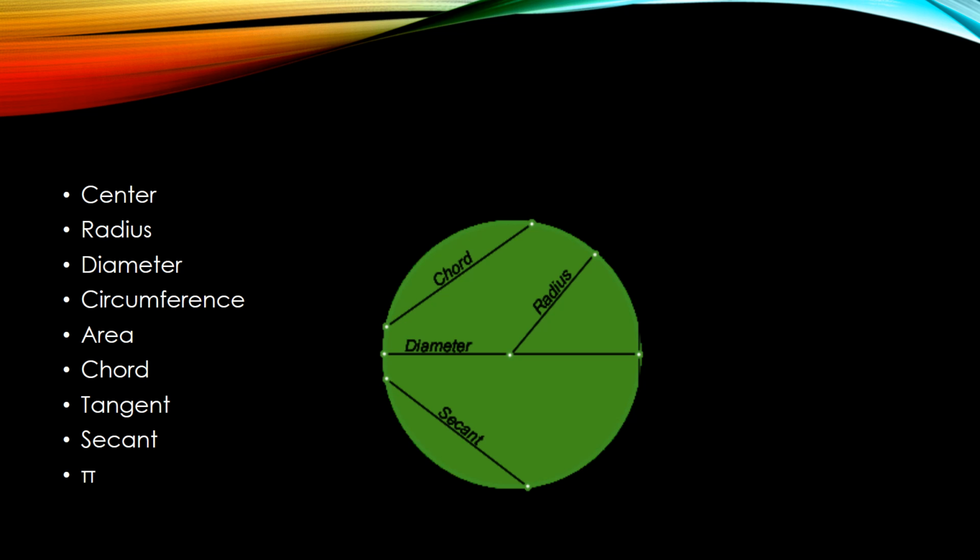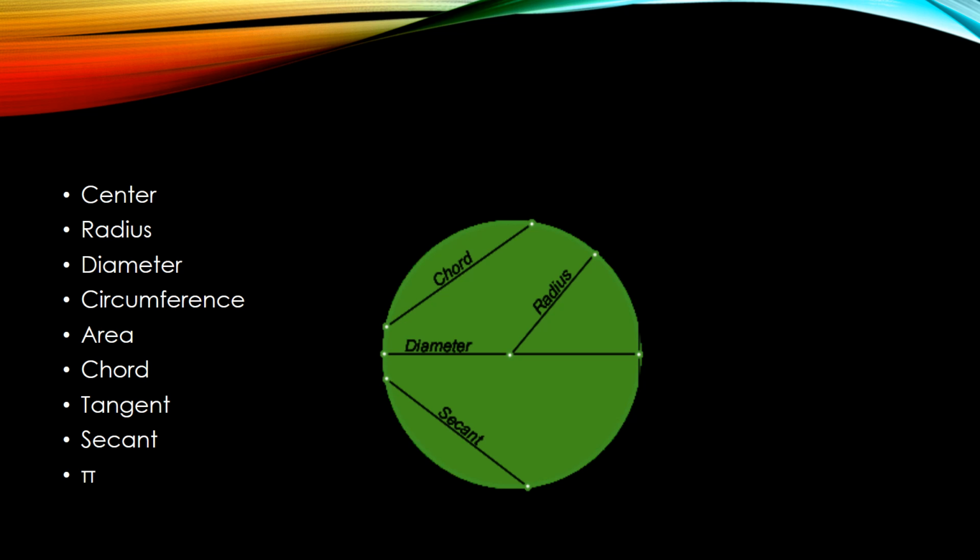A chord is a line segment linking any two points on a circle. A tangent is a line passing a circle and touching it at just one point. The tangent line is always at a 90-degree angle to the radius of the circle. A secant is a line that intersects a circle at two points.